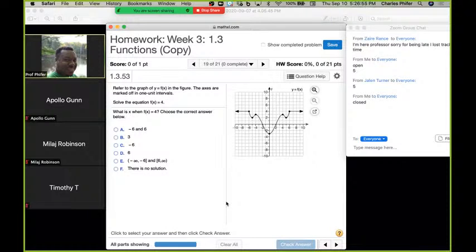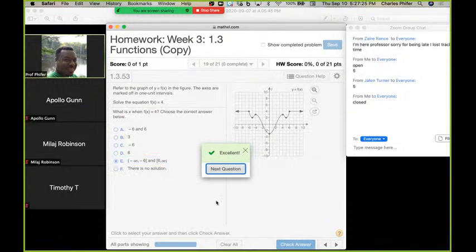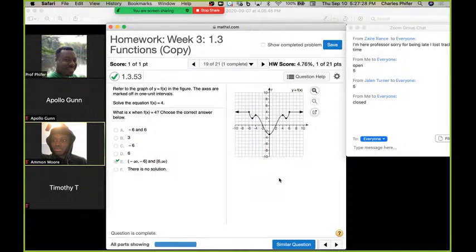So it says, refer to this graph. The axes are marked off in 1 unit intervals. Solve when y is equal to 4. Right? So when our y value is equal to 4, we have all of this and all of this. Which answer choice is that? This half a line and this one. So y equals 4. I think that's E. And stop me if anything is too fast or if I need to go back or explain anything.